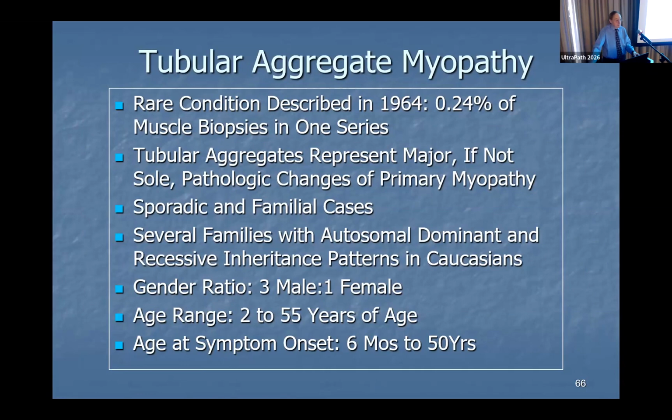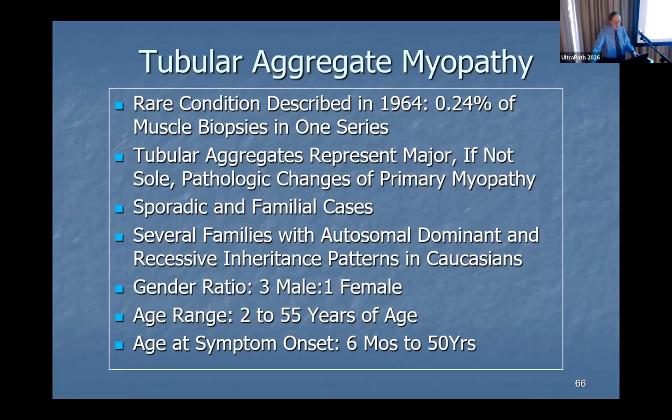It was first described in 1964, and there aren't that many studies out there talking about the prevalence or incidence of this, but it's thought to be 0.24% of muscle biopsies in general. And the aggregates usually represent the major finding that you're going to see within the primary myopathy. You don't see other features within the muscles themselves.